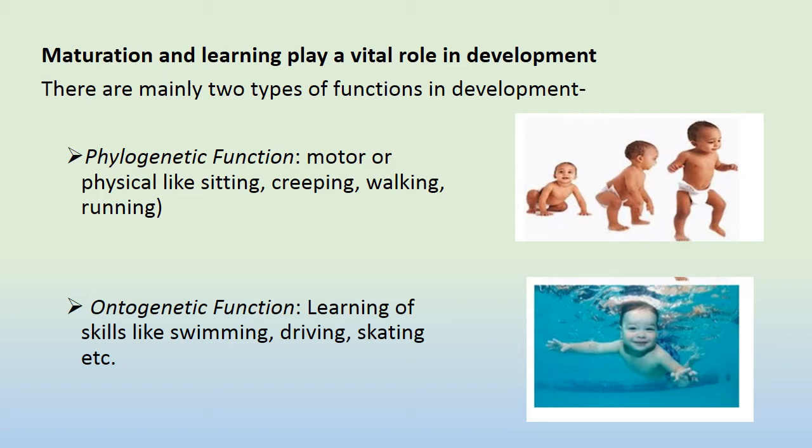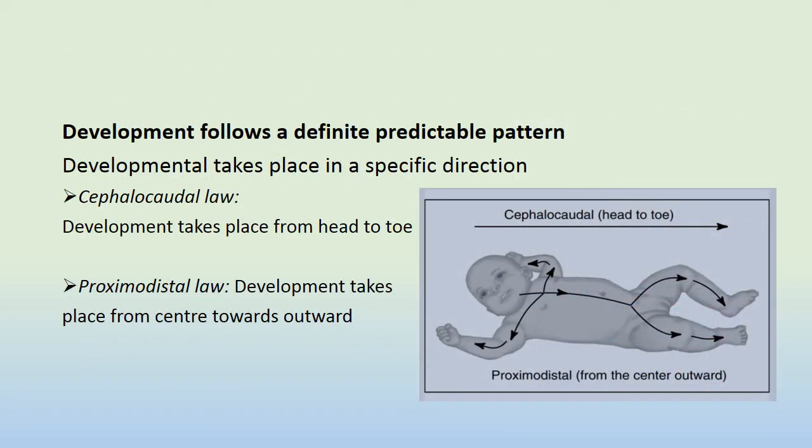So development takes place as a result of maturation of body and mind, and these are related to each other. Certain skills can only be learned with a degree of physical maturation. On the other hand, mental maturity of development controls the motor function of the body. The ontogenetic function cannot take place without the phylogenetic function. So phylogenetic function helps to boost the ontogenetic function.